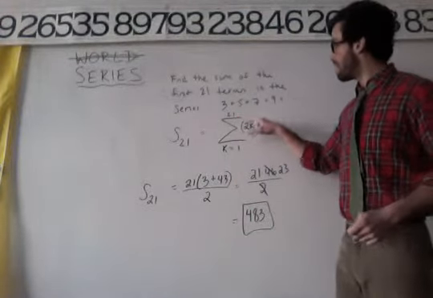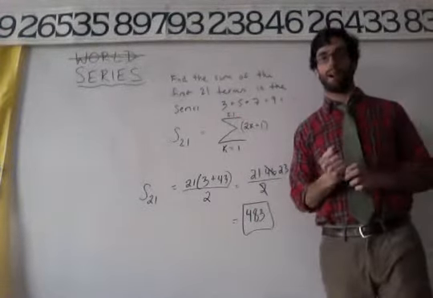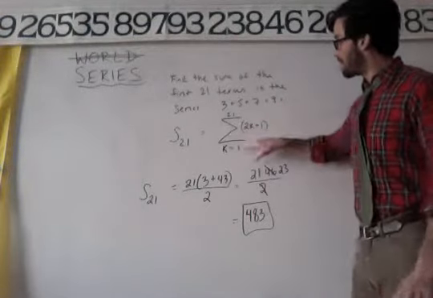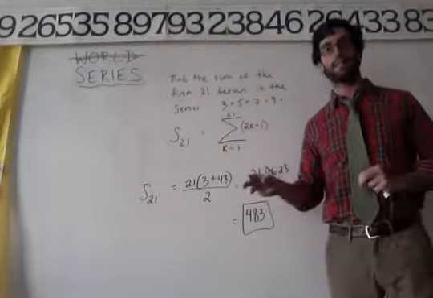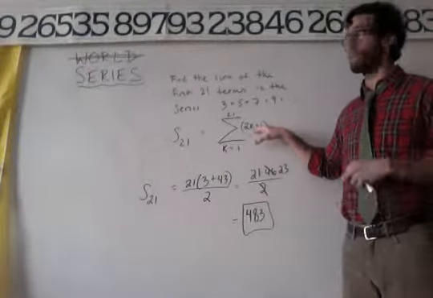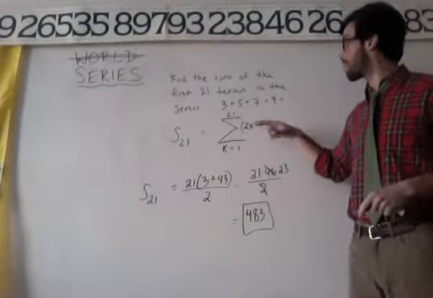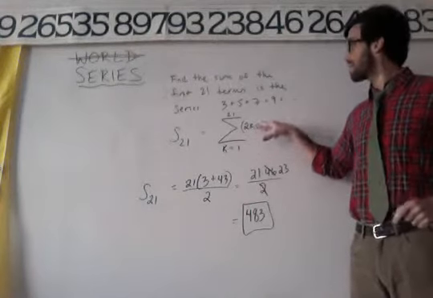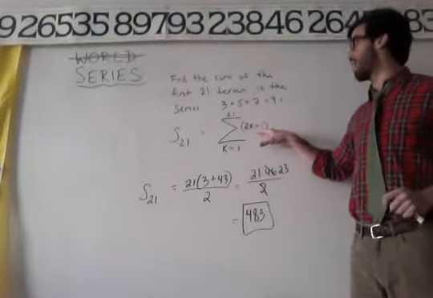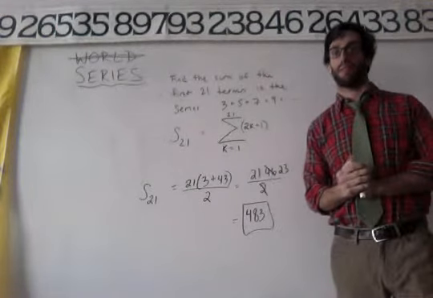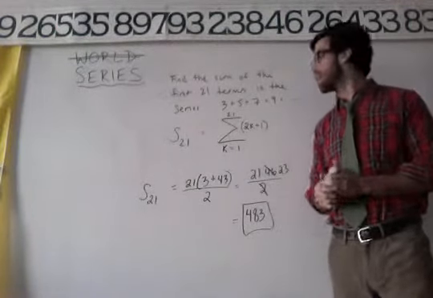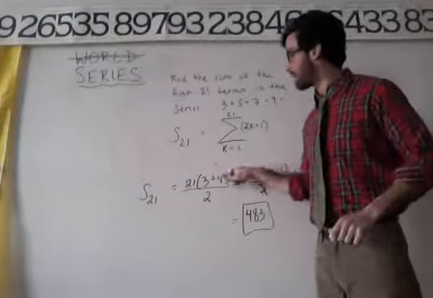all right? And then next to the sigma goes our formula, all right? And this just means we plug in 1 for k, find what that is. We plug in 2 for k, find what that is. We plug in 3 for k, and so on and so forth. And we eventually will plug in 21 for k and figure out what that is. And then we add up all those numbers. That would take a long time, okay? That's where this formula comes into play.